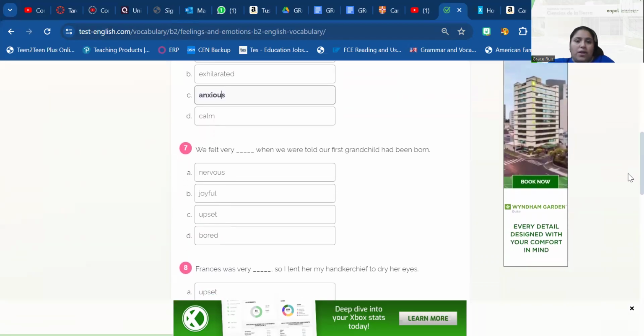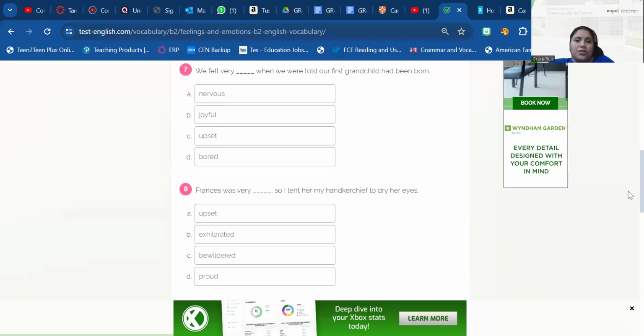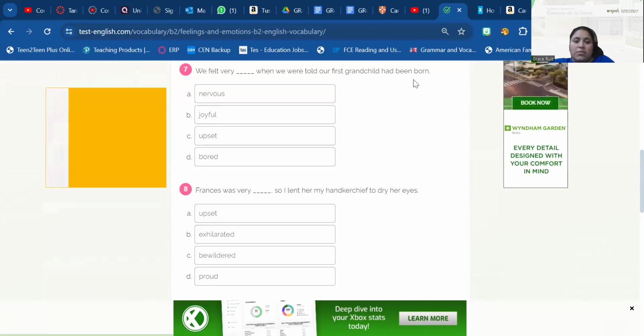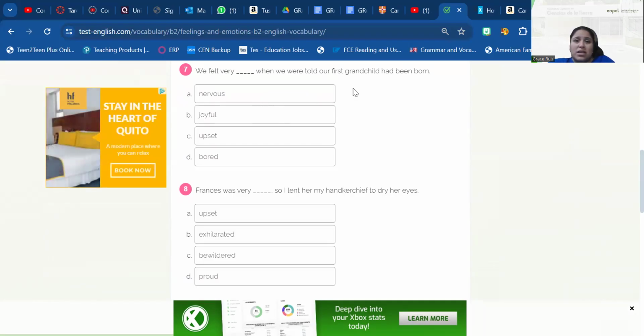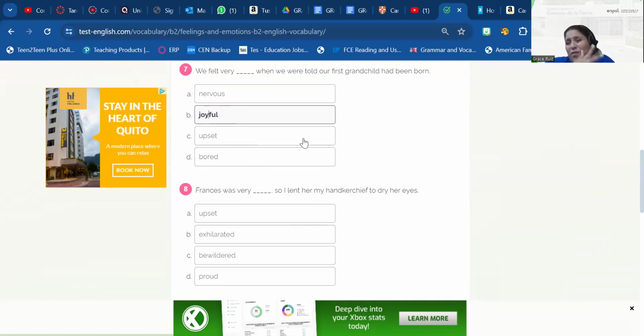We felt very when we were told our first grandchild had been born. If we're talking about a grandchild being born, well, you might feel nervous, but it's our first grandchild. So it's a very joyful moment. So I definitely would say joyful, not upset, not bored, not nervous. Well, maybe nervous, like if there's something going on, right? But other than that, I was plain joy.